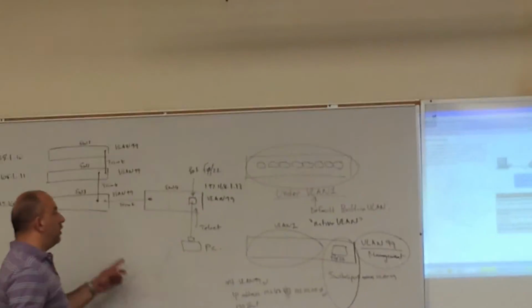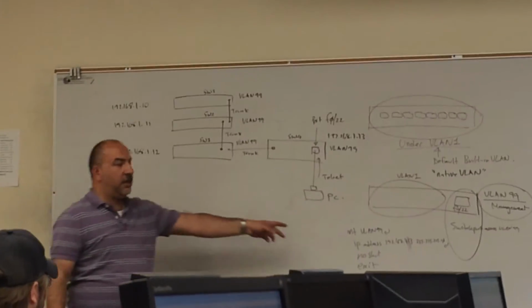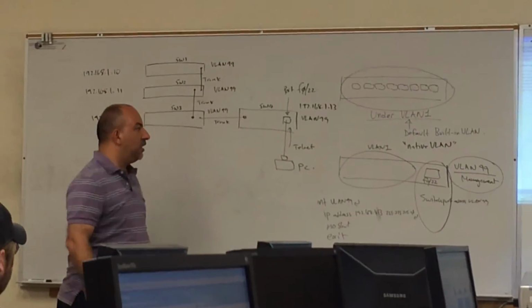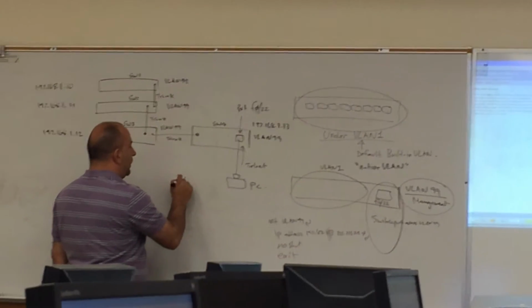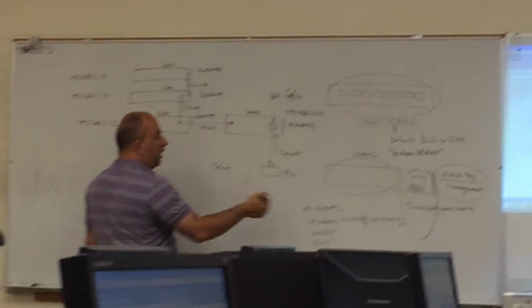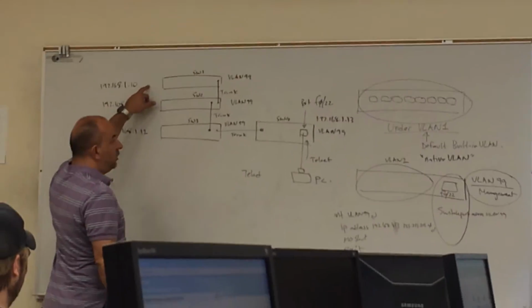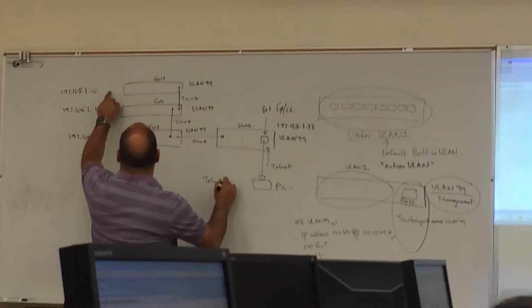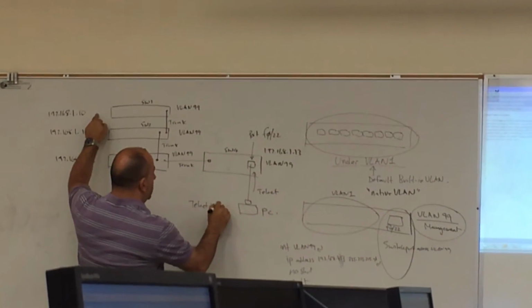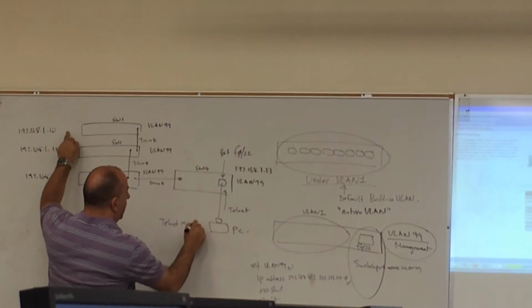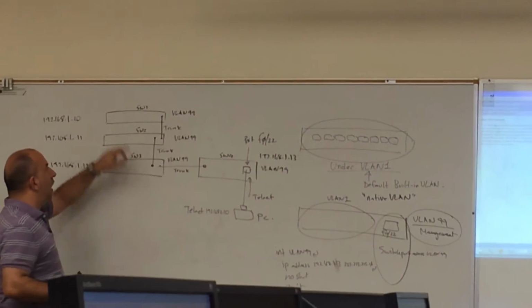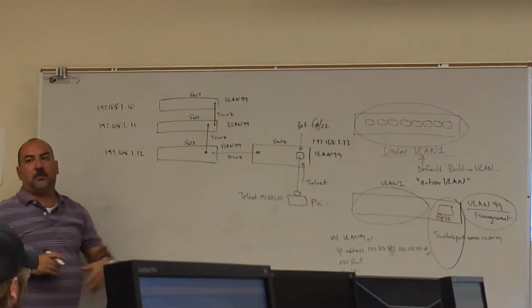So you're going to go into every one of these switches and tap in this. And then after that, from this PC, I can say telnet to whatever. If I want to telnet to this one, I can say telnet 192.168.1.10, and then I will be able to access that switch.